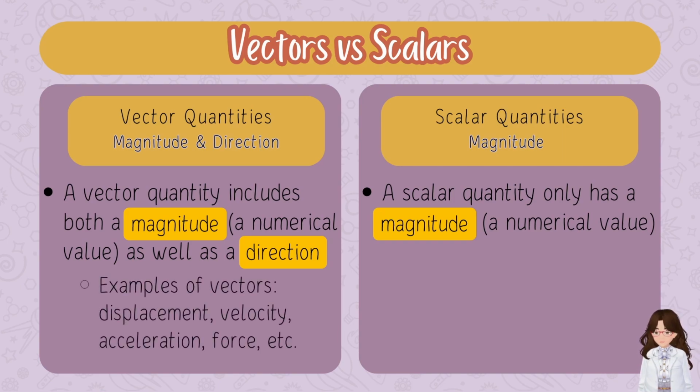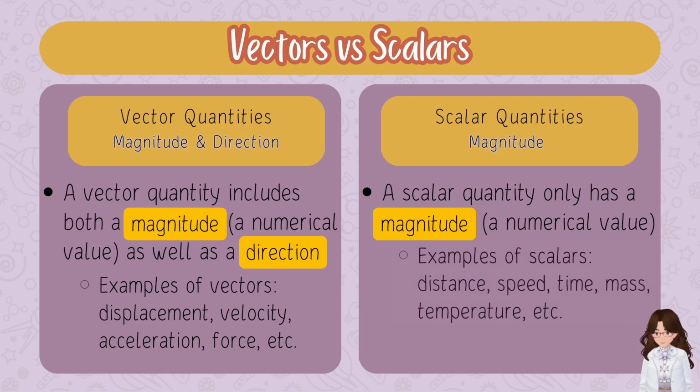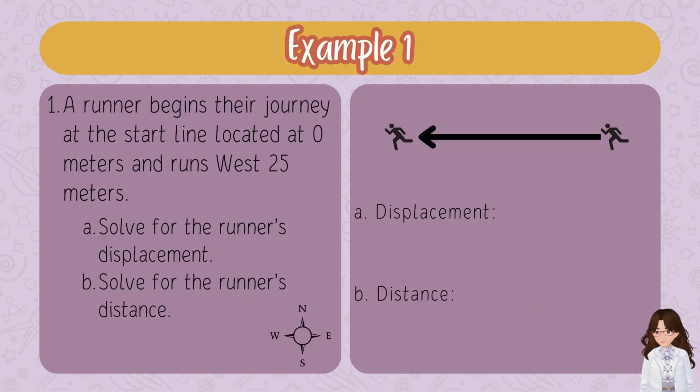So examples of vectors in physics are going to be things like displacement, velocity, acceleration, force, and many more, like momentum. While examples of scalars are going to be things like distance, speed, time, mass, and temperature. And we can get more into that as we go through the course. But hopefully that gives you a quick intro to the difference between a vector and a scalar quantity. Now let's get into some examples.